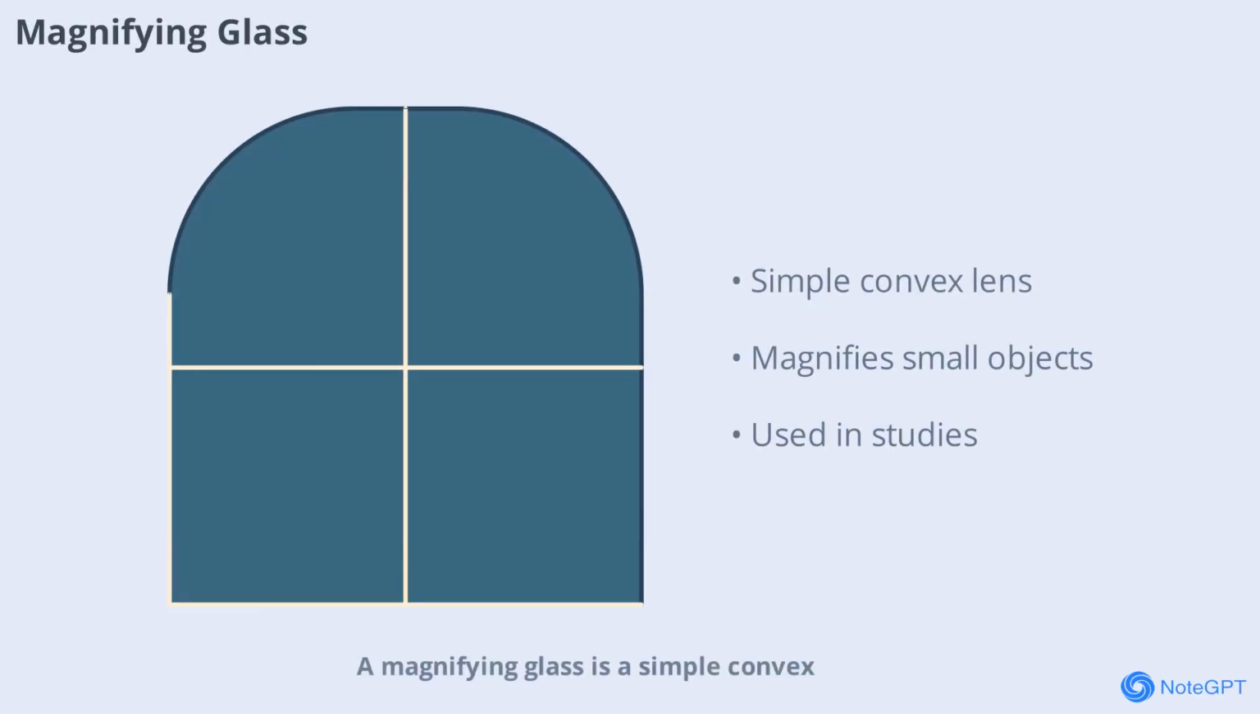A magnifying glass is a simple convex lens that makes small objects appear larger. It's used for reading fine print, examining details, and in scientific studies. The magnifying glass demonstrates the basic principle of how convex lenses converge light to magnify images.